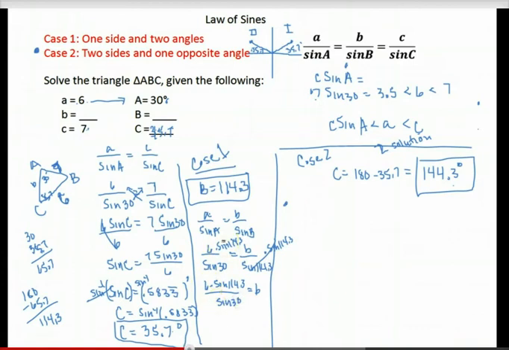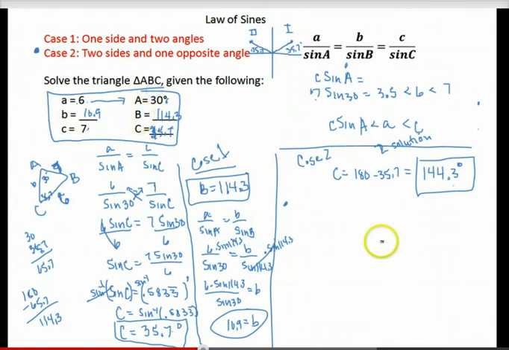Go ahead and take out your calculator and multiply 6 times the sine of 114.3 and then divide that by the sine of 30. And for our answer, we'd get that b is 10.9. So for case 1, we end up with C being 35.7, B being 114.3, and lowercase b being 10.9. That's one of our answers. We have another correct answer.